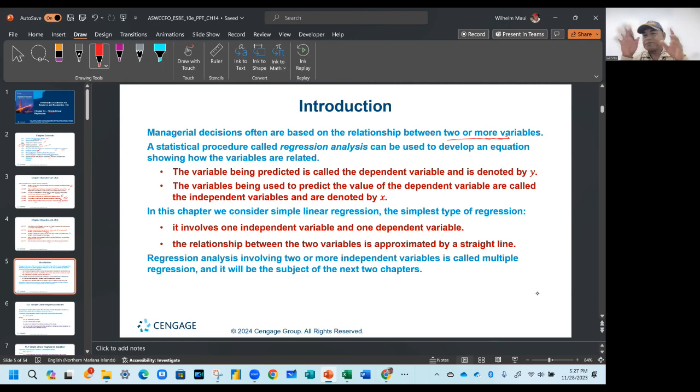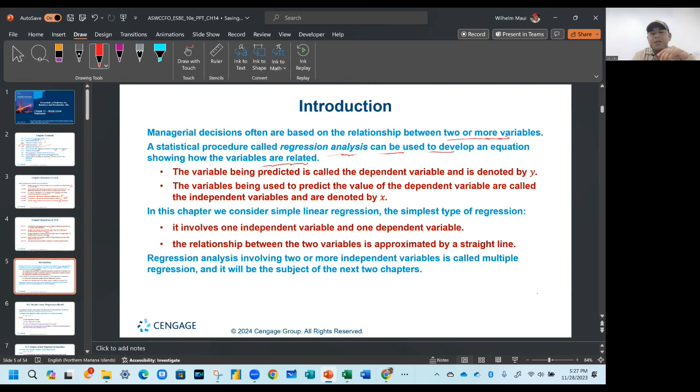So I'm bringing those up to try to make sense of the significance of estimating those relationships between variables, and I'm using price and quantity in this case. Statistical procedures called regression analysis can be used to develop equations showing how variables are related. Again, in this case, we're confining the type of relationship to a linear form.